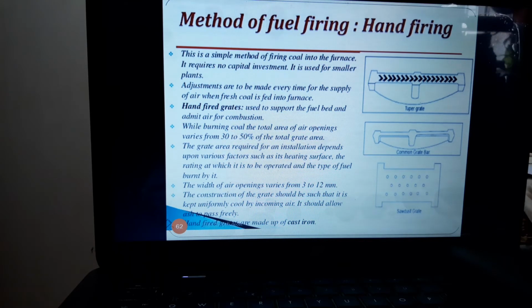While burning the coal, the total area of the air opening varies from 30 to 50% of the total grate area. The grate area required for an installation depends upon various factors such as its heating surface, the rating at which it is to be operated, and the type of fuel burned by it. The width of the air opening varies from 3 to 12 mm. Here you can see that the air openings are given. The construction of the grate should be such that it is kept uniformly cool by incoming air, and it should allow ash to pass freely. Hand fired grates are made of cast iron.